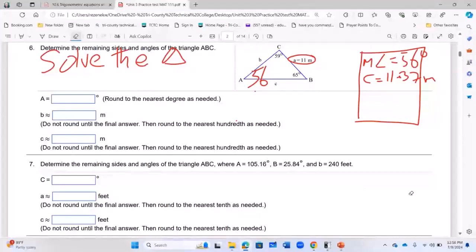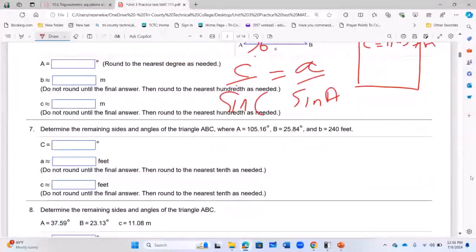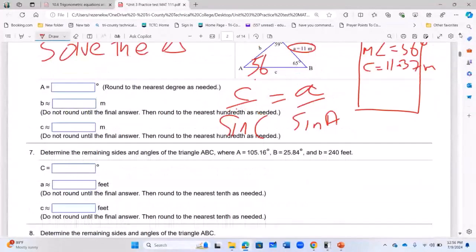So I'm looking for C over sine C is equal to, then I can use any of the sides. I can say A over sine A or B over sine B. A over sine A. Then I plug in what I already have. I should have only one unknown after plugging in.